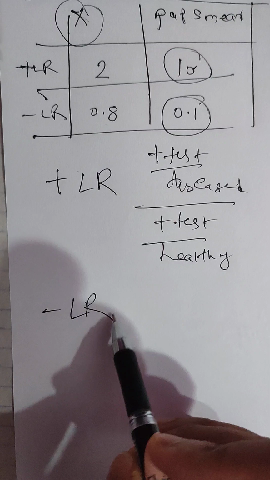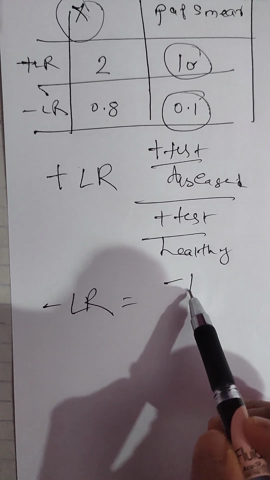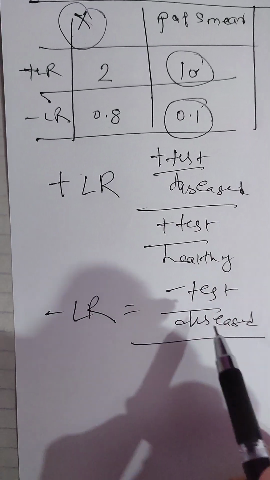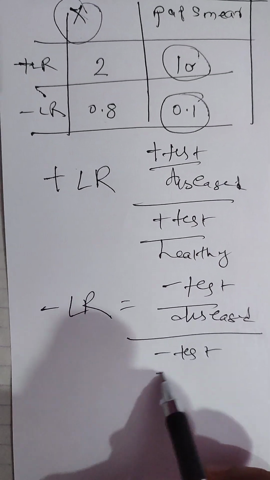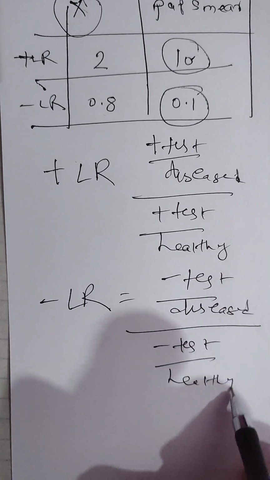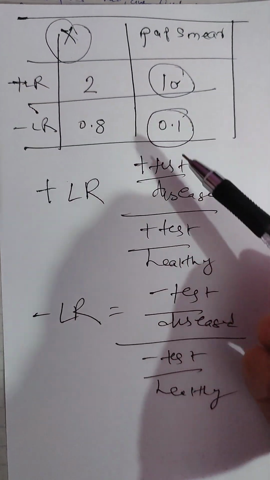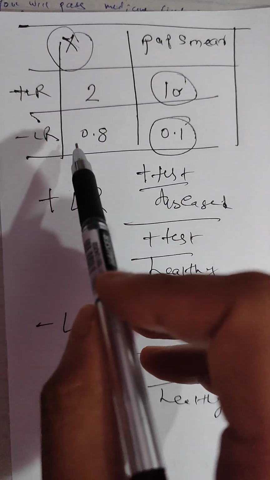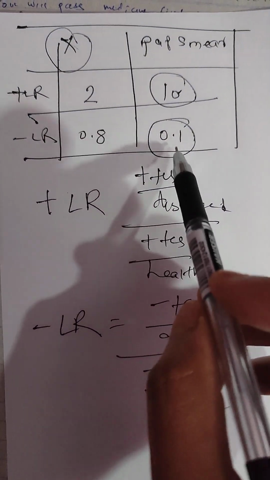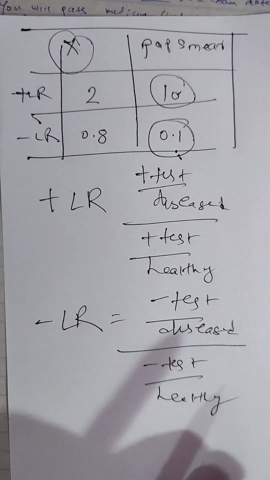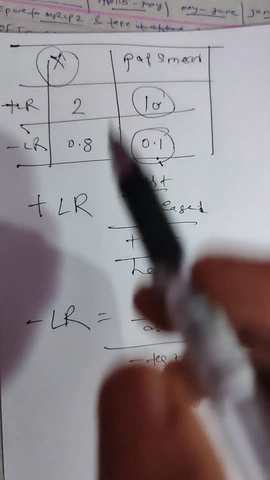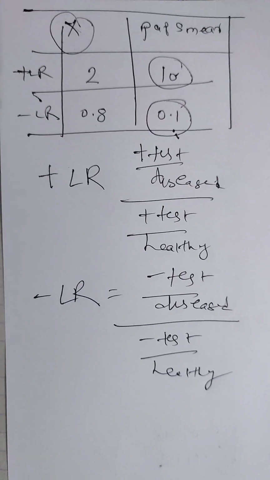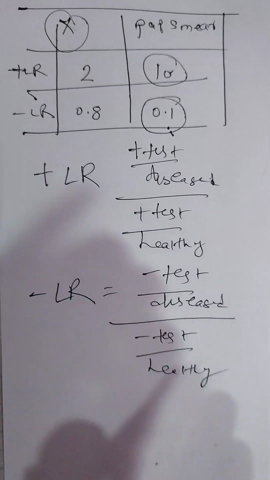So what is negative likelihood ratio? Negative likelihood ratio means a negative test in a diseased person compared to a negative test in the healthy, non-diseased population. So as the negative likelihood ratio is lower, it helps to rule out disease. So which test has the lower negative likelihood ratio? Pap smear. So this test will help to rule out disease. That's why Pap smear is better compared to TestX in terms of both ruling in and ruling out disease.